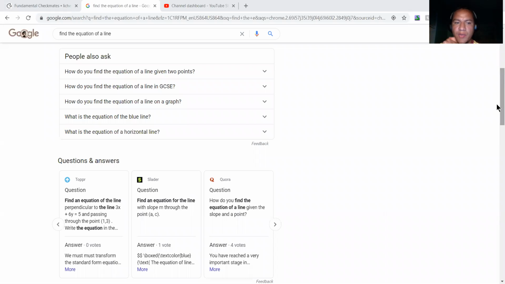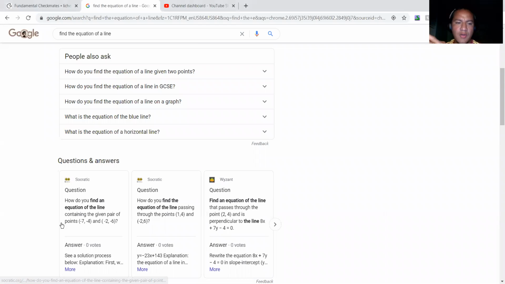I'm going to talk about how you can find parallel and perpendicular lines when you're given problems. I was actually looking at my tab over here, find the equation of a line, which I'm making videos about, and so I actually see questions and answers, and I thought that was interesting. So for example, how do you find the equation of a line containing these 2 points?